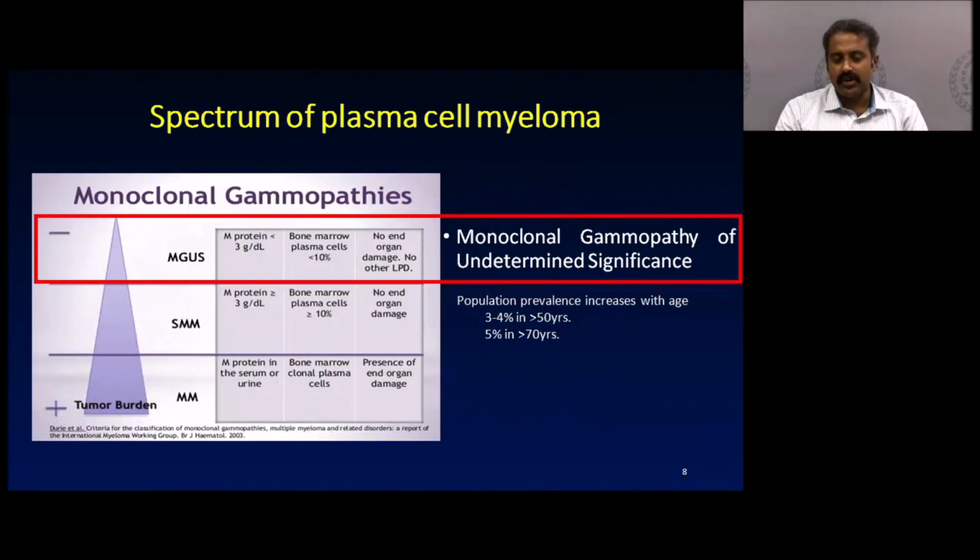This is found in around 3 to 4% of the population in people who are more than 50 years, and the incidence increases to 5% in people who are more than 70 years. This is a completely asymptomatic phase and does not require any treatment.